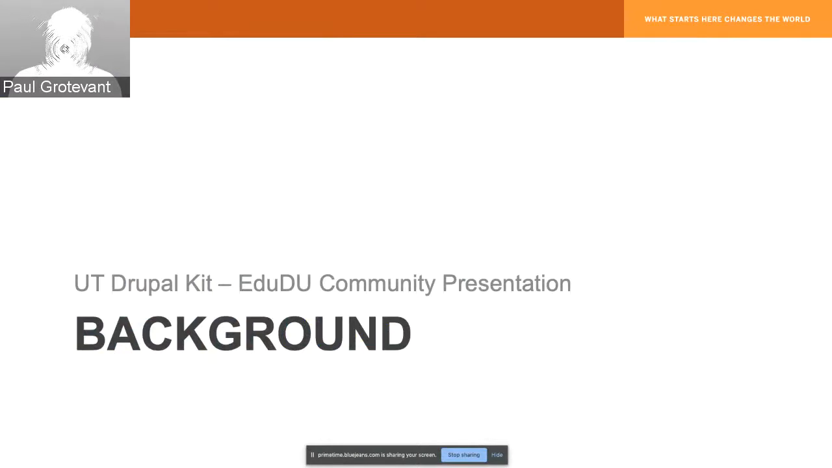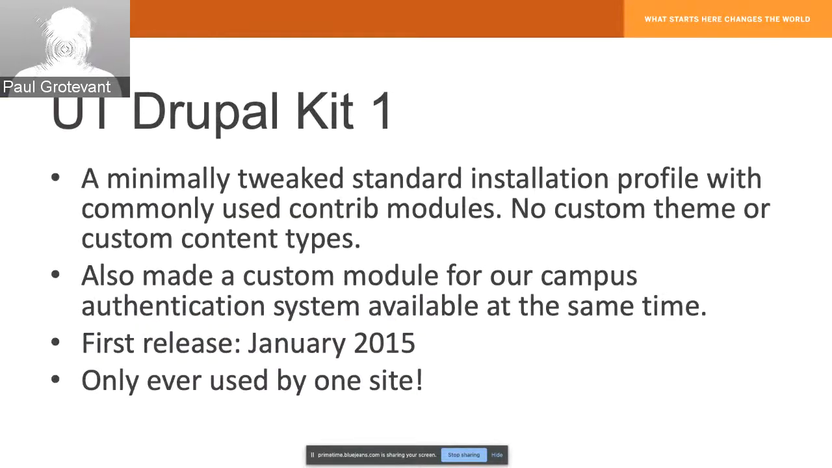So, start with some background. We're talking about our campus Drupal distribution, which we call the UT Drupal Kit. As indicated from the UT Drupal Kit 3 on the title slide, this is really our third revision coming up. The first version of the Drupal Kit was released in January of 2015. It was really not that much to write home about from a functional perspective, but it was sort of to introduce the idea of a campus distribution.